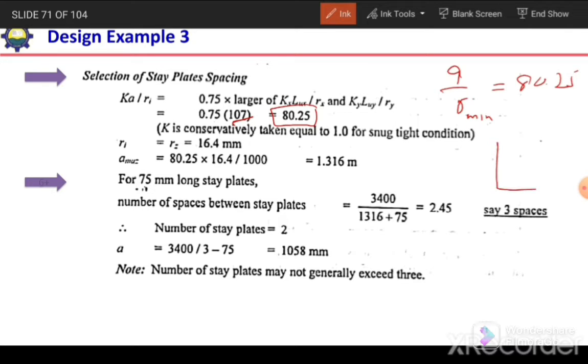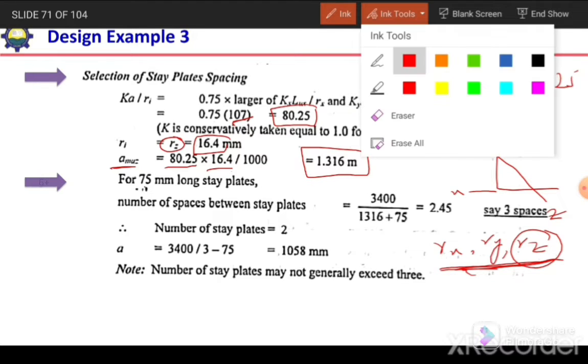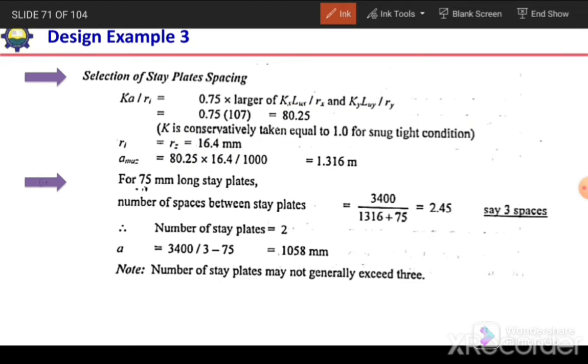And if we see in case of angle section, we have three axes: x-axis, y-axis, and z-axis, and correspondingly we will have rx, ry, and rz. In case of angle section, this rz will be the minimum. So we need to select the minimum r value out of these three, and that is equal to rz, and its value is 16.4, which we can select from the properties table. So if we substitute r minimum with 16.4, we can get the value of a. So a maximum will become 80.25 times rz, meaning 16.4, and it will give us the clear spacing between the stay plates. Once we have the clear spacing between the stay plates, we can decide the number of stay plates. So for example, we have one angle section and the other angle section.